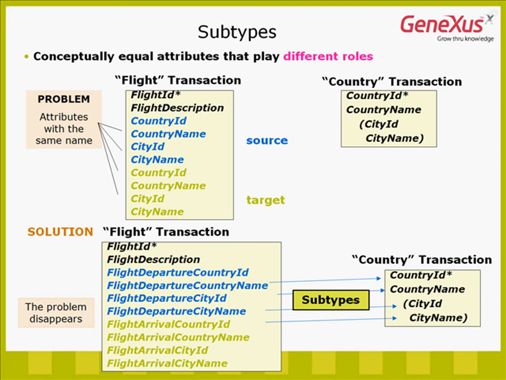So flight departure country ID and flight departure city ID will make up a foreign key from the country city table in this flight transaction. And the same thing will happen with flight arrival country ID and flight arrival city ID. They will also make up a foreign key from the country city table in this flight transaction. As a result, GeneXus will automatically carry out all referential integrity constraints.